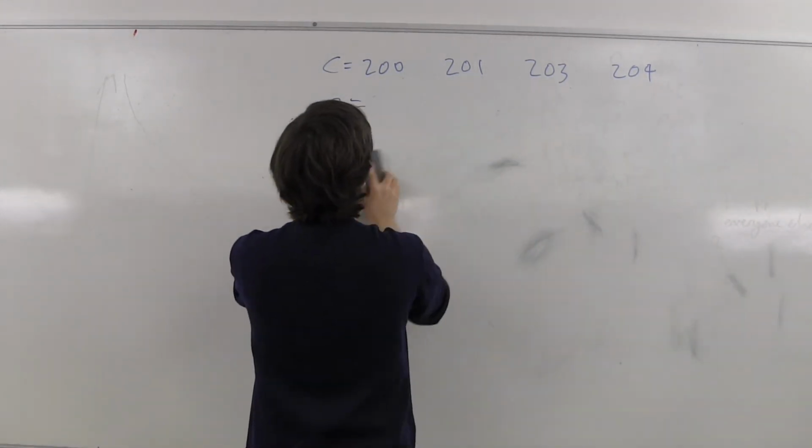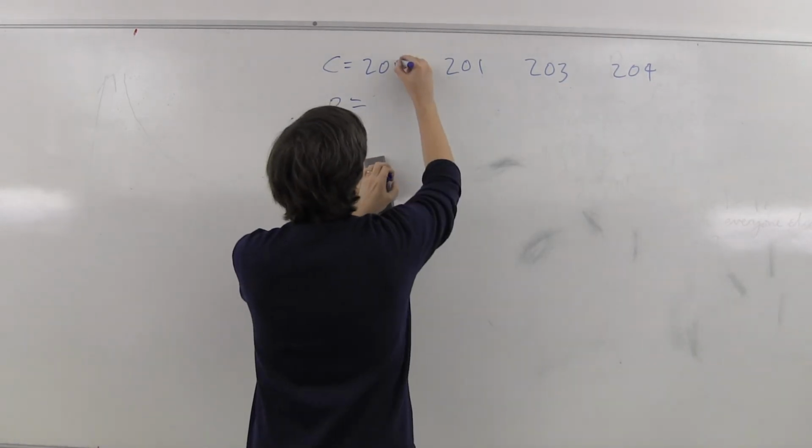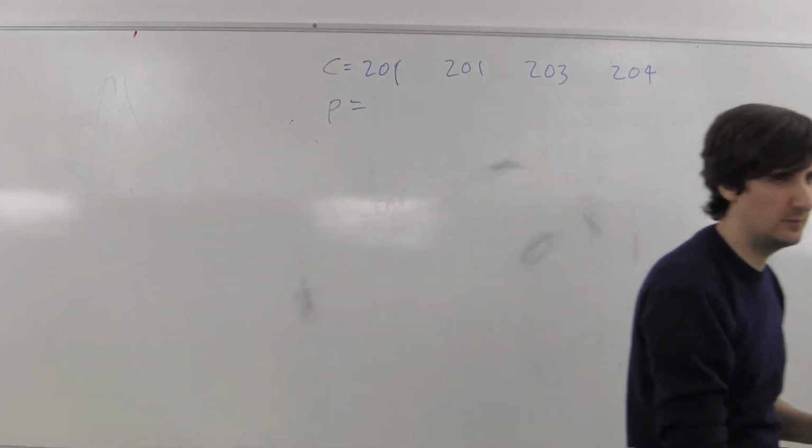Just change it a bit. What if we have 2 both with marginal cost of 201?